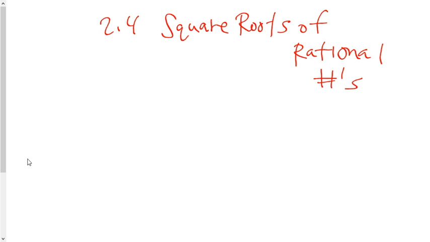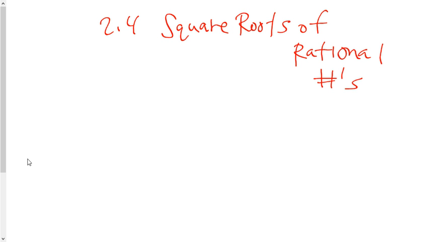Okay, this is our last section in Chapter 2 on square roots of rational numbers. This is the grade 9 version. So rational numbers now, we understand that rational numbers can be things like whole numbers, integers, fractions, mixed fractions, improper fractions, repeating decimals, and terminating decimals. In grade 8, we did learn a little bit about square roots.